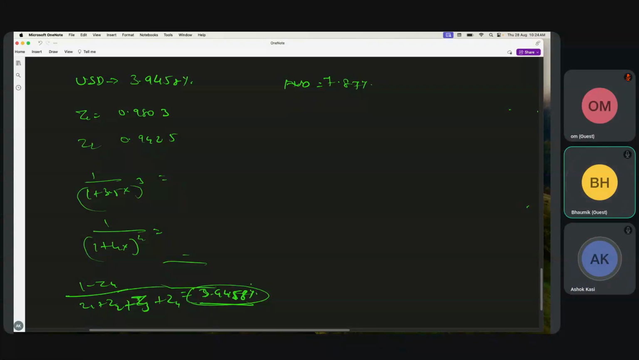Yeah, okay, got it. I got it, 3.993. So once you get this, the next step is: after 0.7 years, the revised term structure is given. Okay, after 0.7 years. So now we have to find out the value.